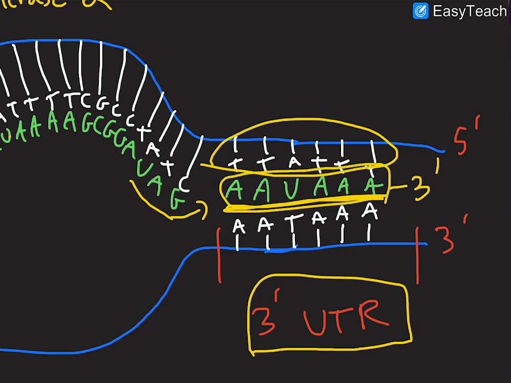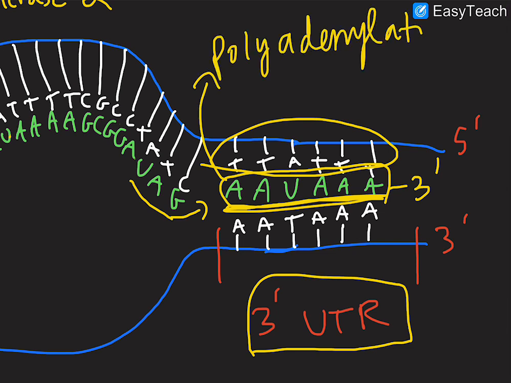This is called the AAU-AAA, the polyadenylation signal, okay? The polyadenylation signal. That's going to be very important when we talk about processing and adding a bunch of adenines to this in the next video. So we transcribe the polyadenylation signal, and then we get AAU, AAA.